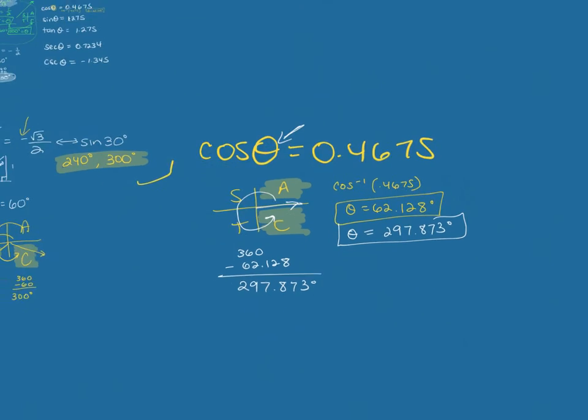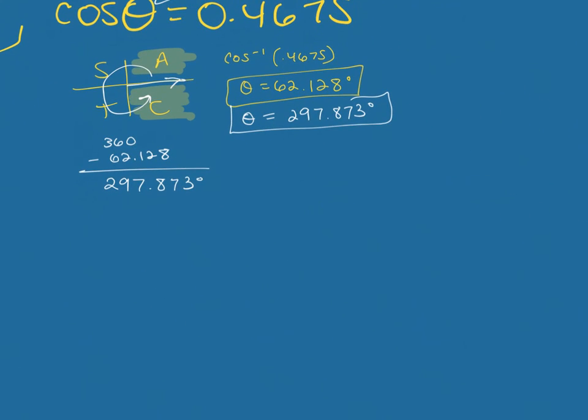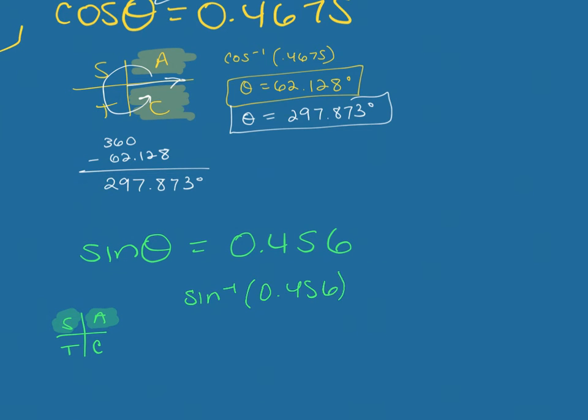Let's try another one. Actually, let me try another one before we get to the next one. All right, so let's do sine of theta equals 0.456. What two quadrants are the angles going to come from? 1 and 2. How do I find the first one? Just the sine negative 1. Good. Second, sine 0.456. And theta is 27.129. That's the first one.